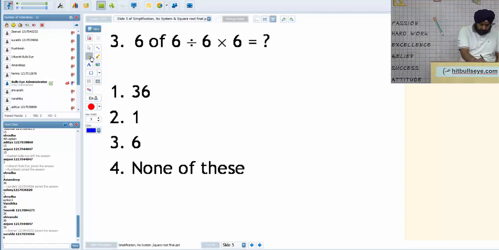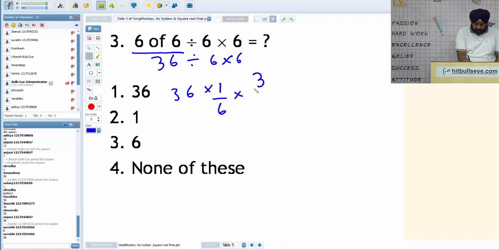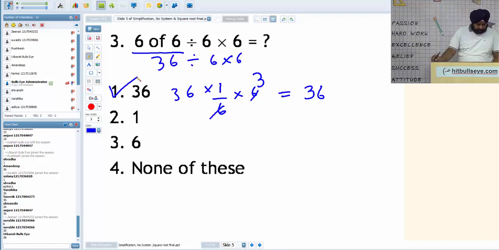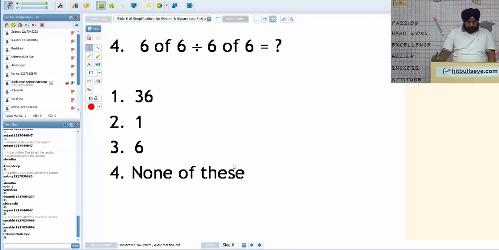So it's of. According to BODMAS, you have to solve the of first. So 6 of 6 is 36, divided by 6 into 6. So 36 into 1 by 6 into 6, the 6s cancel out. The answer is 36. Hence the first option is the answer. Yes, Surbi, you are now correct. I move on to the next question.